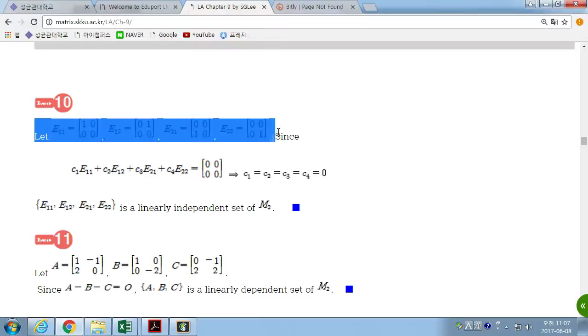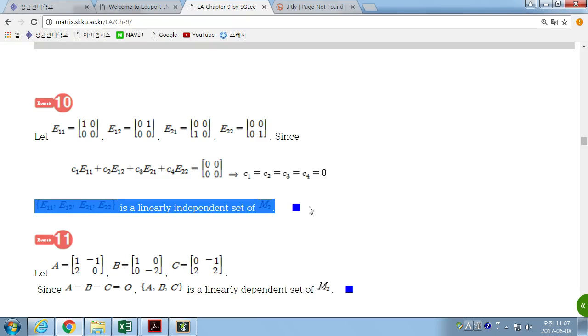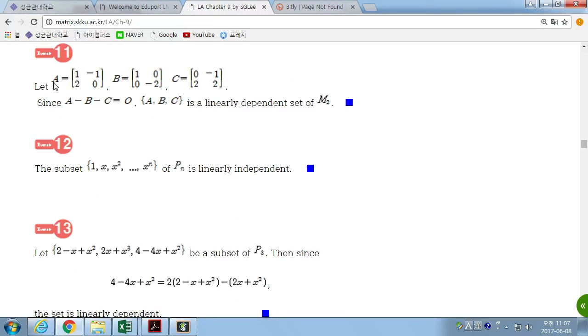And the Eij's, the 2x2 matrices. Let's set the linear combination of these Eij equal to 0. Then clearly each coefficient should be 0, which means these are linearly independent. So these four matrices are a set of linearly independent vectors in M2. But these A, B, C are not, because we can find a non-trivial linear combination of A, B, C which makes it 0. So they are linearly dependent.